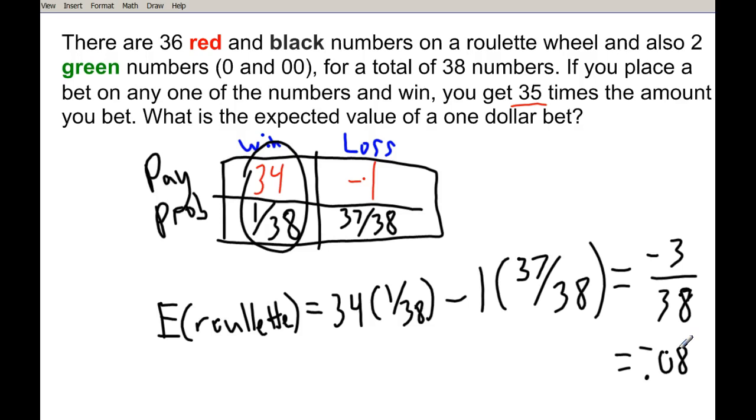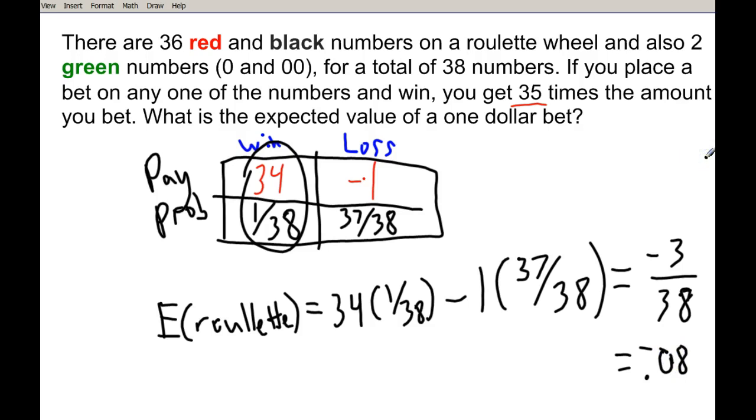And that's about what a casino takes. Sometimes they take more or less than that. But the odds are always in their favor. It wouldn't make sense for them to be open if the odds were in our favor. So you lose about 8 cents.